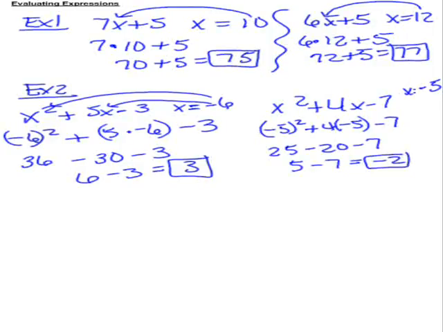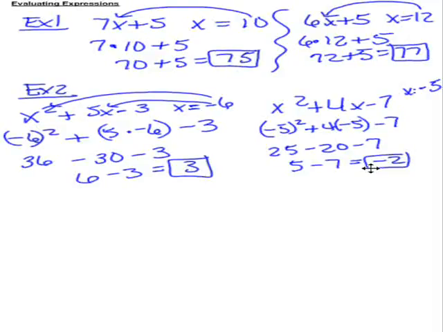Okay, so if you got negative 2, you got the right answer. Look at this quickly. Negative 5 times negative 5 is 25, but 4 times a negative 5 is a minus 20. And then minus 7. So 25 minus 20 is 5, and then minus 7 is a negative 2.